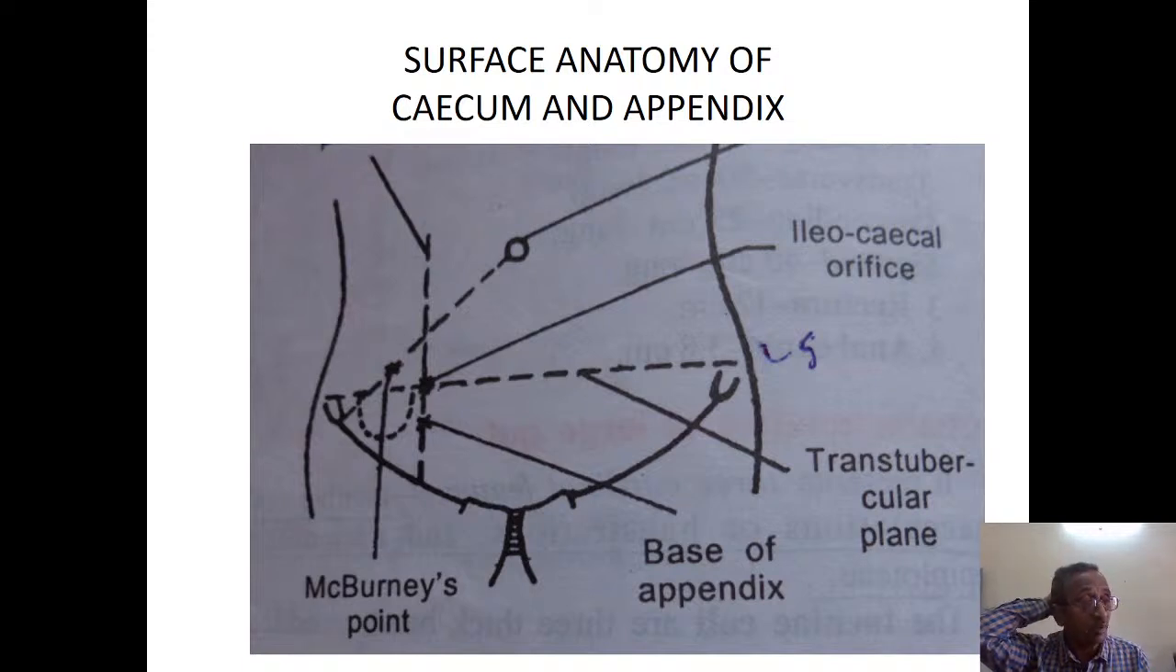And the McBurney's point, this is very important. McBurney's point is on a line joining the anterior superior iliac spine and the umbilicus. We are calling it the spino-umbilical line, and at the junction of the medial 2/3 and lateral 1/3 of this line we are having the McBurney's point, where we can feel the maximum tenderness in case of acute appendicitis.